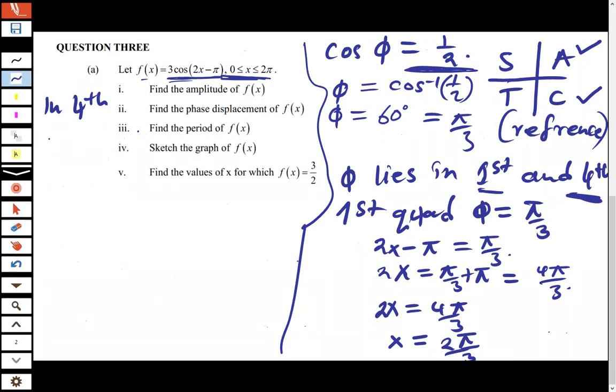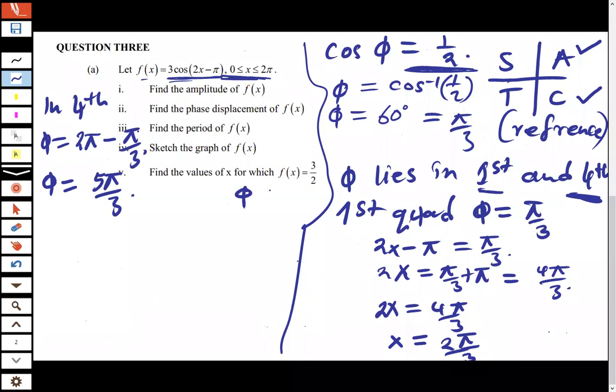So in the fourth quadrant, phi is equal to 360 degrees minus the reference angle that we found, which was pi over 3. Let me not use 360, let me use 2 pi, because 360 degrees is equal to 2 pi in radians. So 2 pi minus pi over 3. So phi in the fourth quadrant is simply going to be equal to 5 pi over 3.